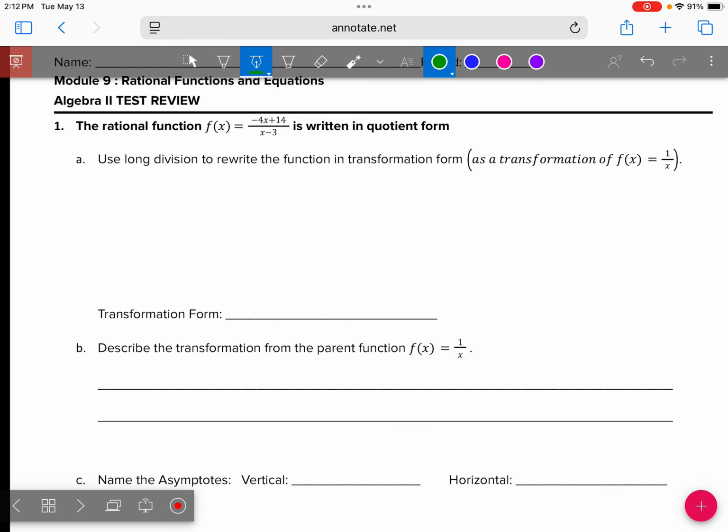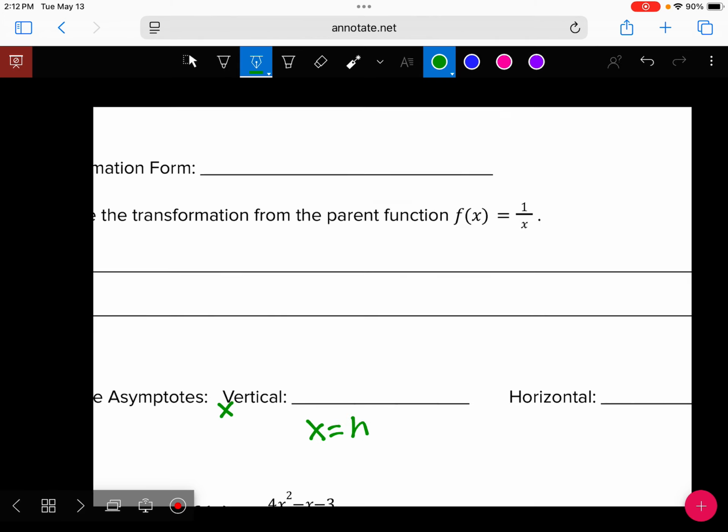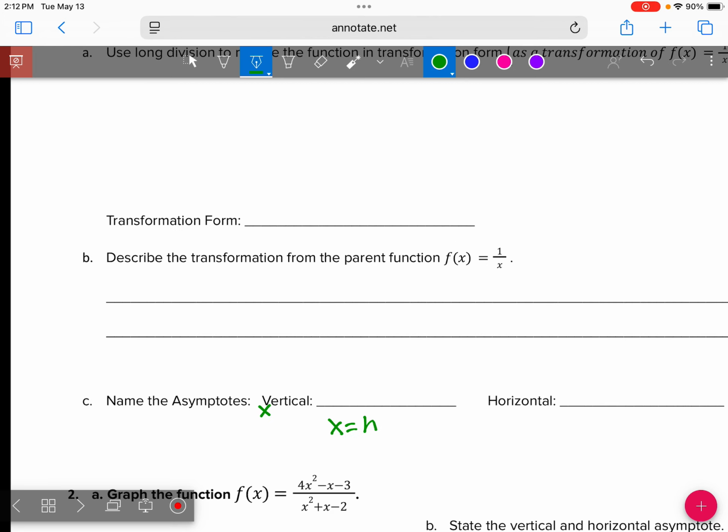At first I had it right, and then I swapped it. Have faith in yourself. A vertical one always goes with X. This is always going to be our X equals H. That was my question earlier.